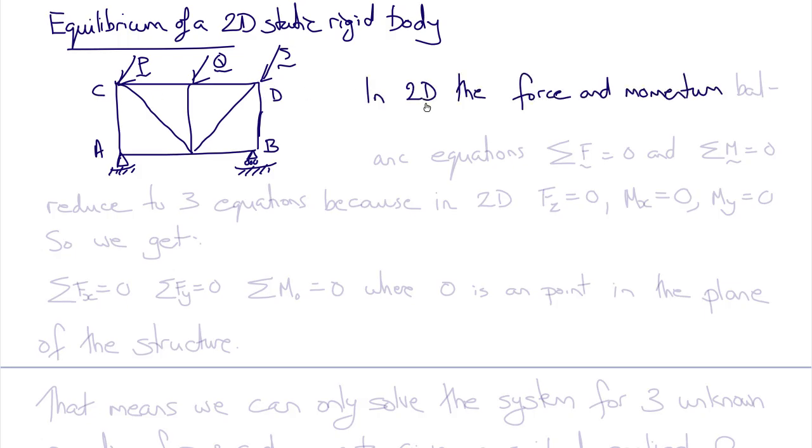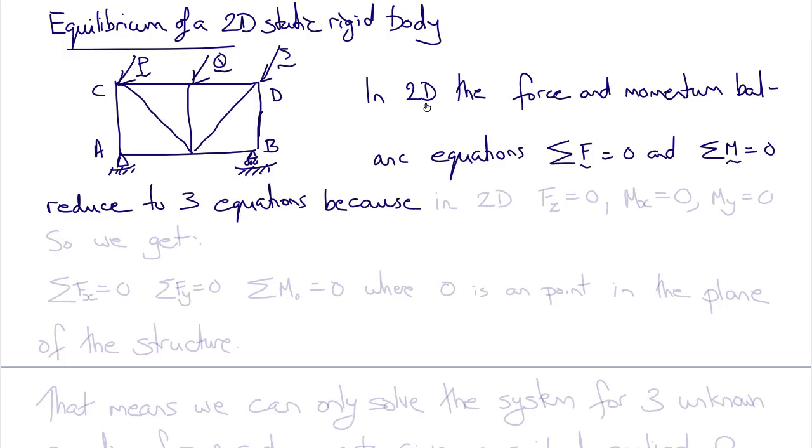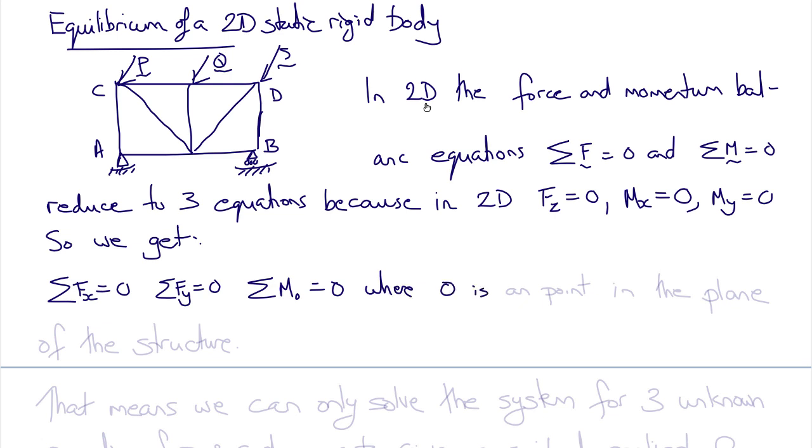In 2 dimensions, the force and moment balance equations, which are sigma F equals 0 and sigma M equals 0, reduce to 3 equations because in 2D the Z component of the force is 0 and the X and Y components of the moment vector are 0. So the force and moment balance equations for a static equilibrium in 2 dimensions reduce to the sum of the X forces equals 0, the sum of the Y forces equals 0, and the sum of the moments about a point O equals 0, where O is any point on the plane of the structure.